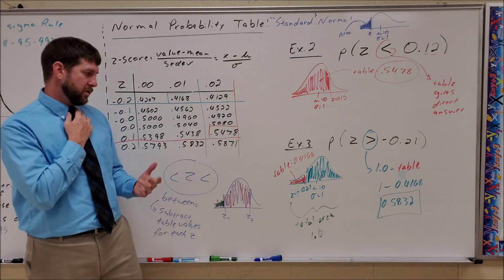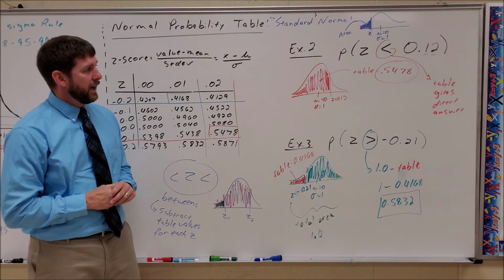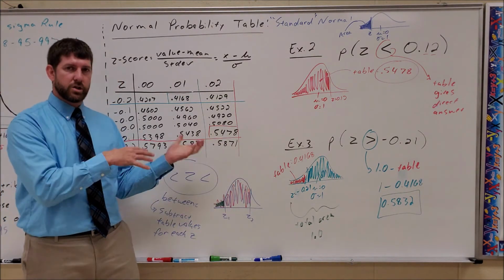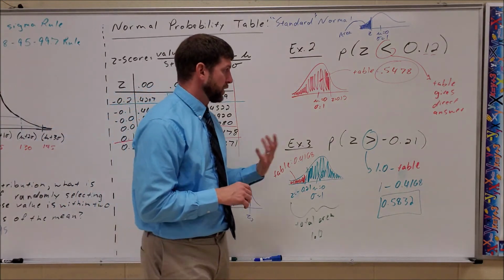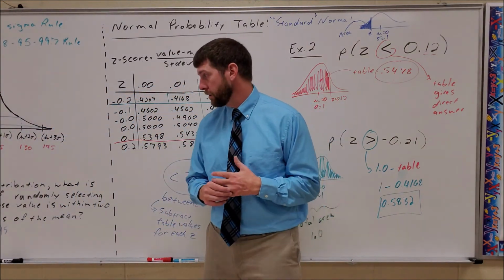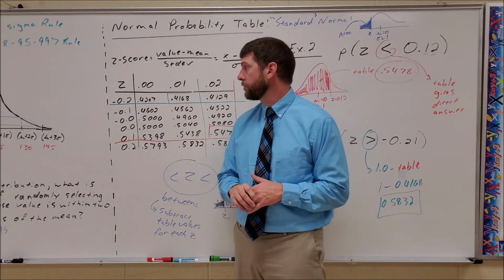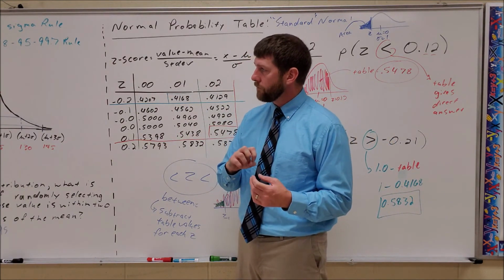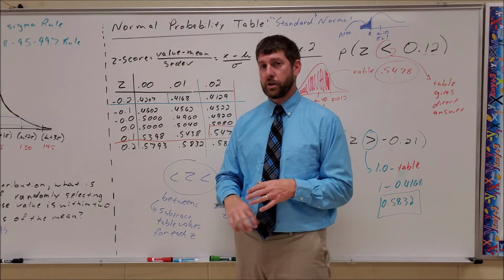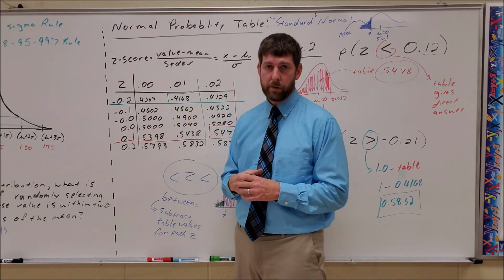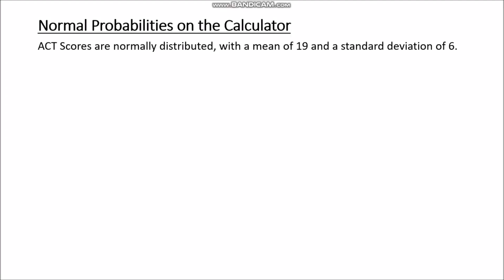All right, so that's how we can use the table. The table's nice, but honestly, because you're having to do so much bouncing around and reading which direction of the table, I really prefer to use the calculator for most of these. But this is good if you have a table and you don't have a calculator handy. All right, so we're going to jump over to the calculator real quick. I'm going to show you how to do all this same stuff and even more on the calculator with normal probabilities. Look at how we can get the calculator to help us with a lot of these normal probabilities.